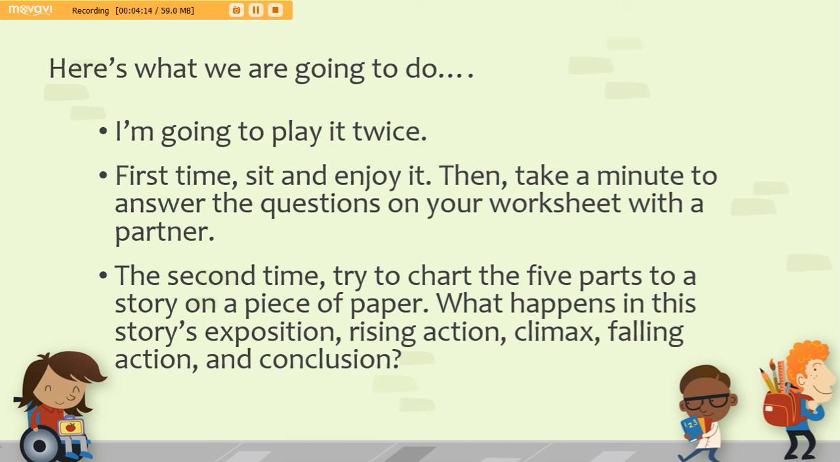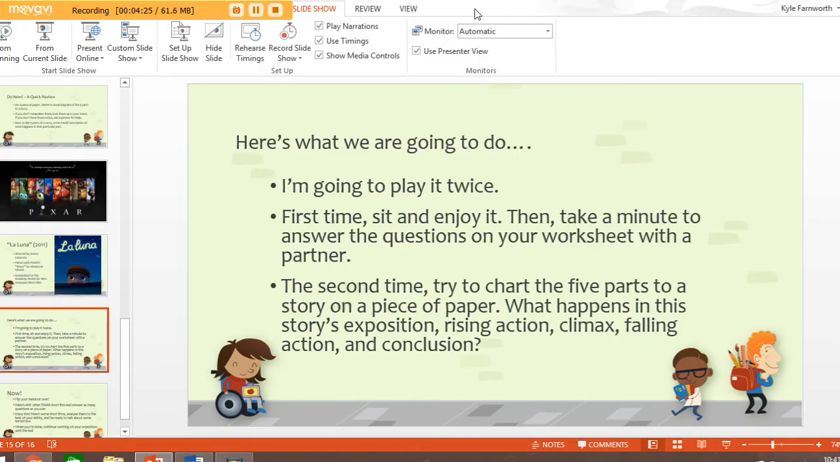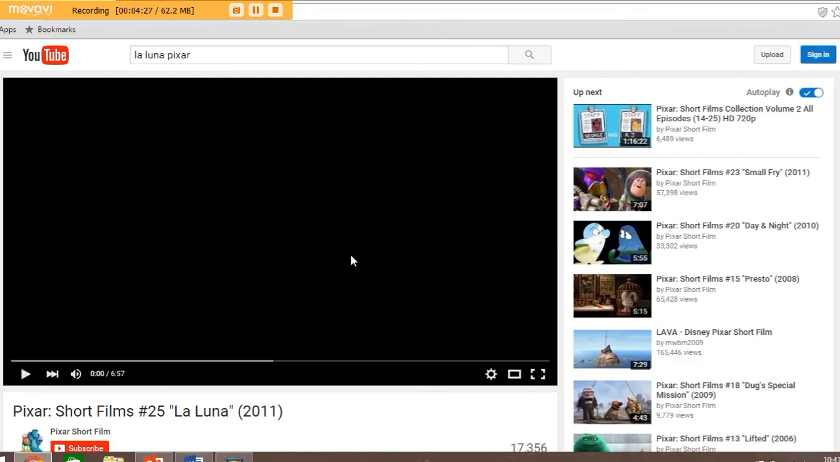But keep in mind, we're going to watch this twice. First time, sit, enjoy it, then answer the questions with a partner. The second time, try to chart the 5 parts of a story. Let me just go to YouTube really quickly, and we're going to get this started. This is Pixar short film number 25. It is called La Luna.